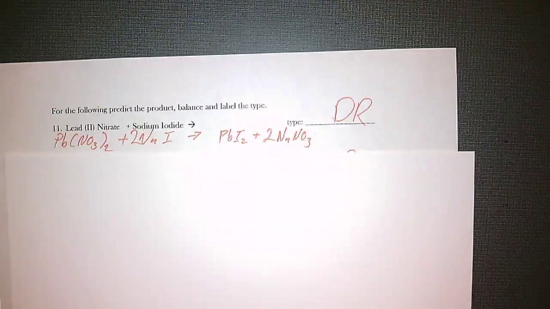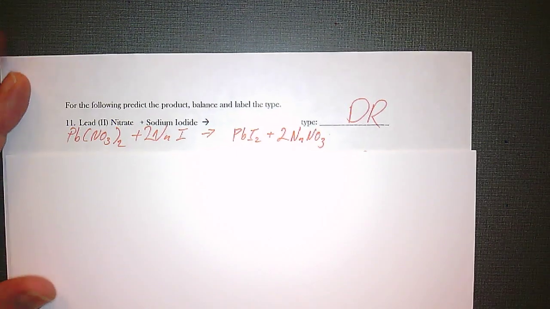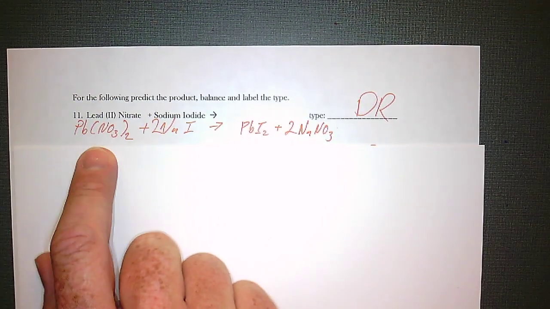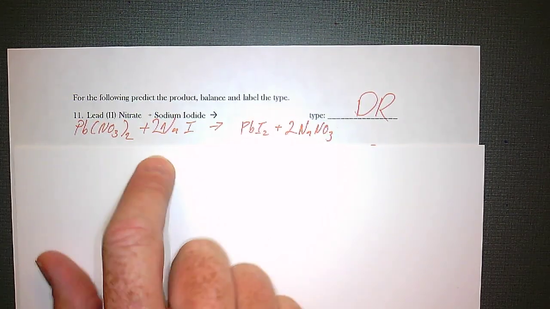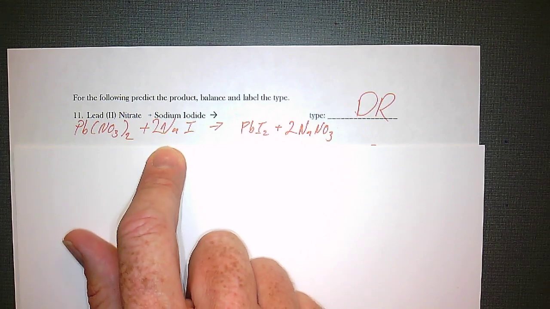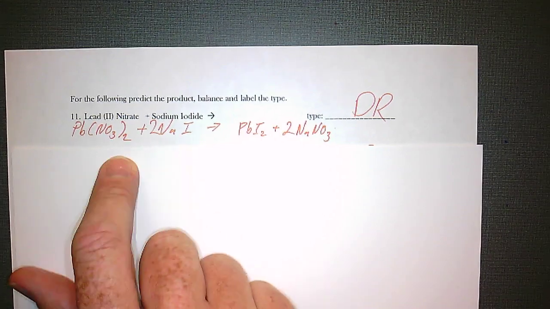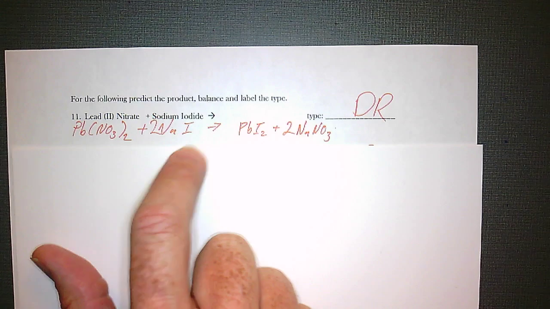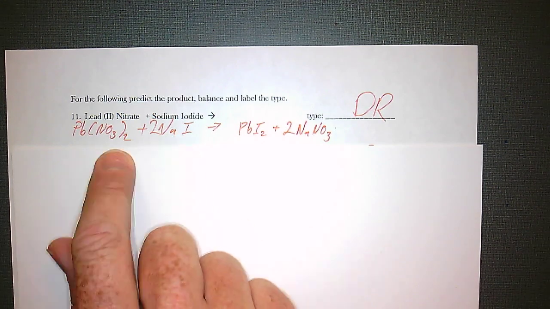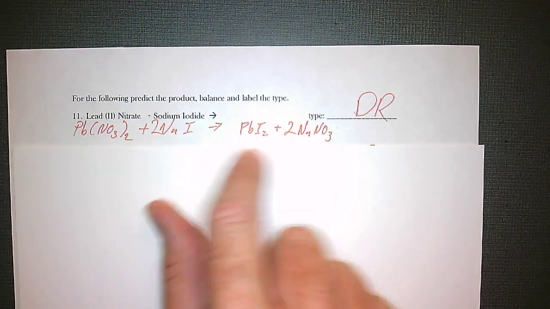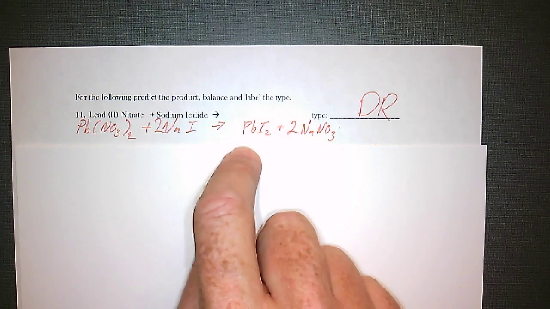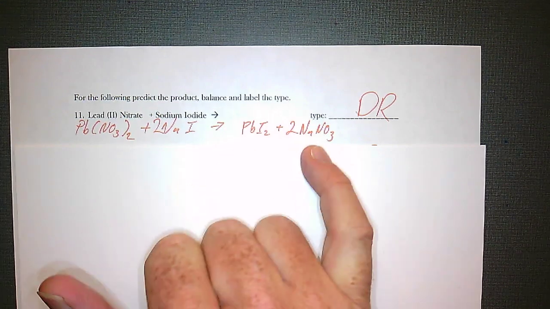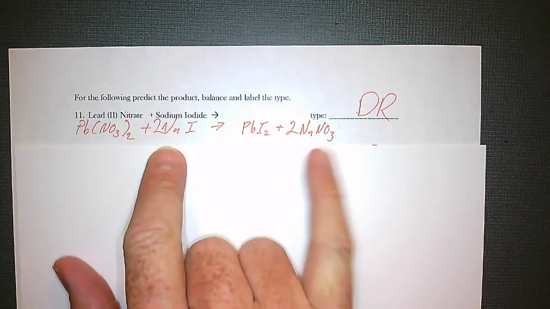Oh, this is where we had to predict. Okay. So lead(II) nitrate would be Pb(NO3)2, sodium iodide, NaI. So, in this case, lead is going to end up with the iodine, sodium would end up with the nitrate, and again, the charges are going to stay the same, so PbI2, and then NaNO3, so you'd have to have a 2 in front of these.